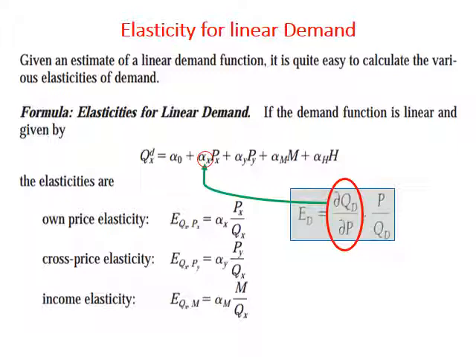So when we want to calculate elasticity of demand, if the coefficient is given, we replace this coefficient with this, and we just take this P average divided by Q average. So we can get elasticity of demand if the equation is given like this.